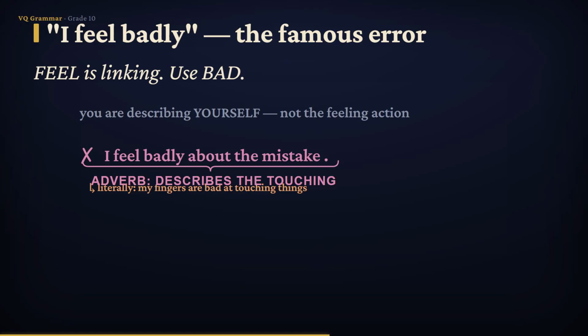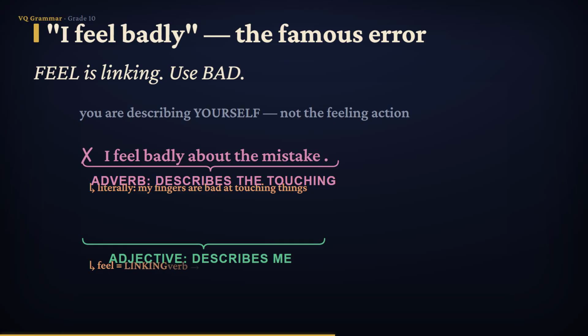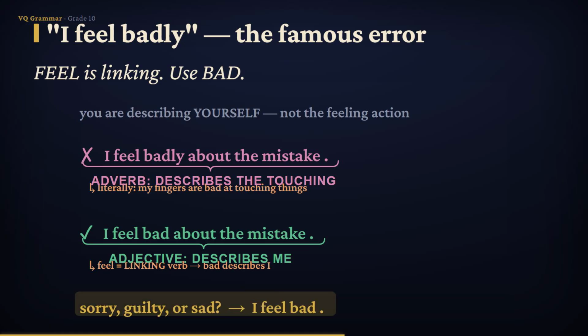That is not what anybody means. When you are talking about your emotions, feel is a linking verb, and a linking verb takes an adjective. So bad describes I, the person. The correct sentence is, I feel bad about the mistake. So whenever you are sorry, guilty, or sad, the sentence you want is, I feel bad.